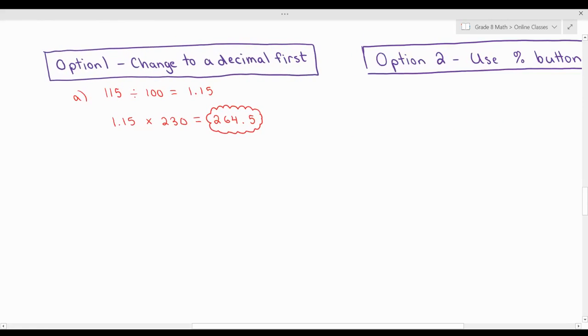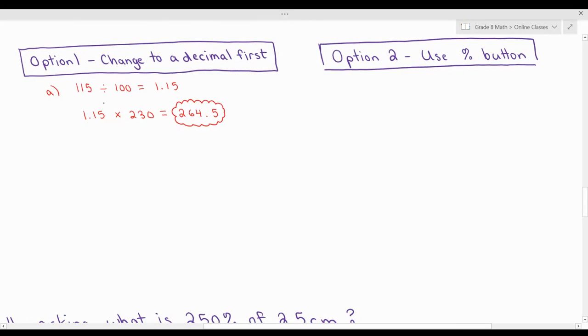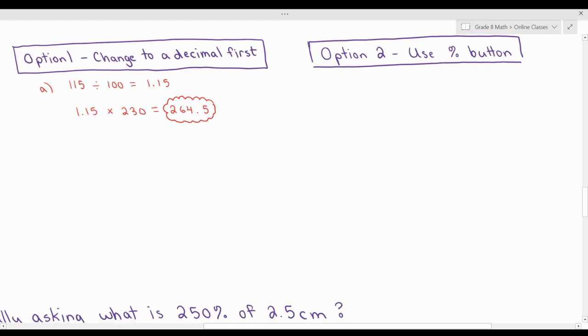Okay, so option one, you can change to a decimal first, but again, I'm using my calculator. Okay, so take the percentage, divide it by 100, there's my decimal, take that decimal, times it by the number you're trying to find the percentage of. Okay, so that's option one.